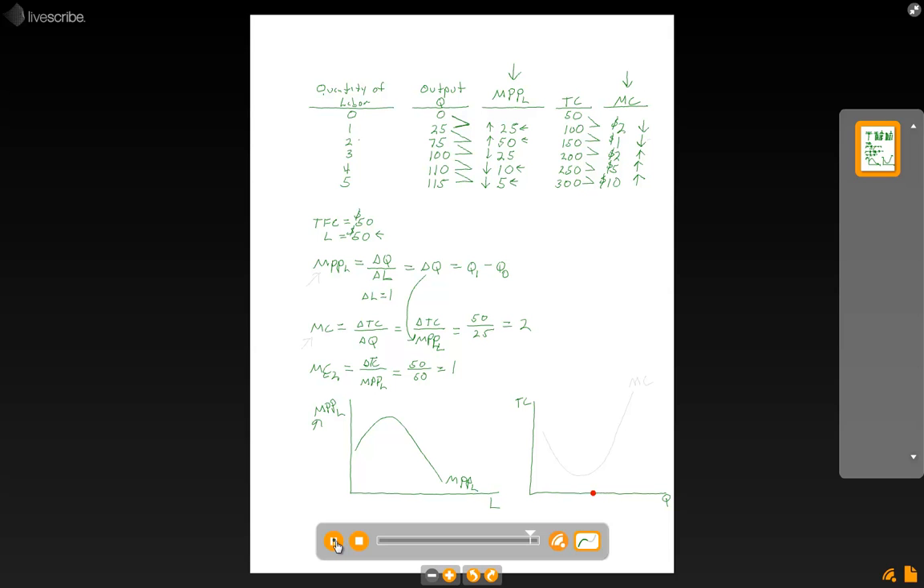Whereas when you look at your marginal cost curve, your marginal cost declines for the first 2 workers, or the first 2 units of output, and after that it starts to rise dramatically. So what you would see for your marginal cost is your curve looking something like this. So again, all of this hinges on your two equations, the marginal physical product of labor and your marginal cost.